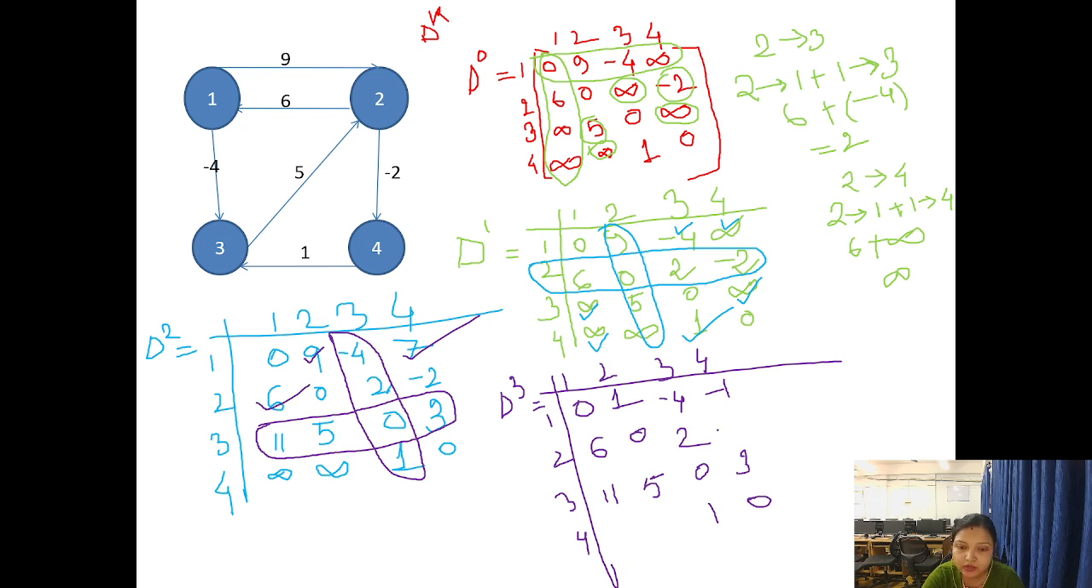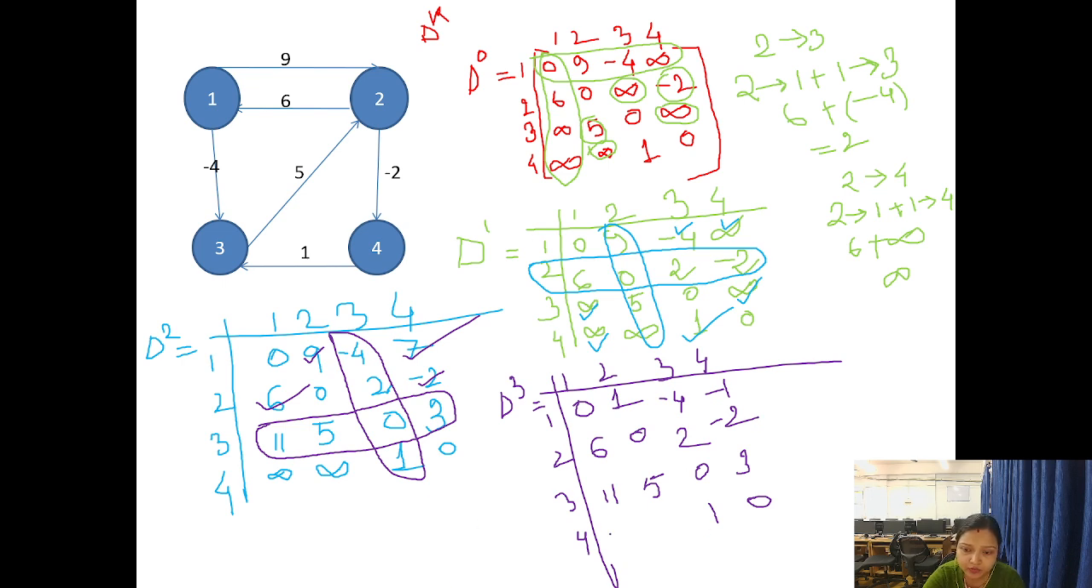Okay, next is 2 to 4. 2 to 4 will be 2 to 3 and 3 to 4. 2 to 3 is 2 and 3 to 4 is 3. So 2 plus 3 is 5, and it was -2. So it will be -2 only.